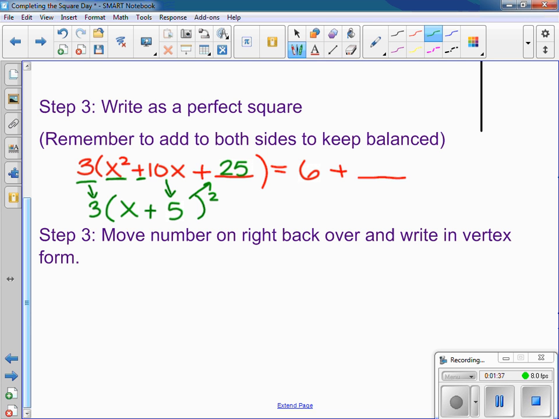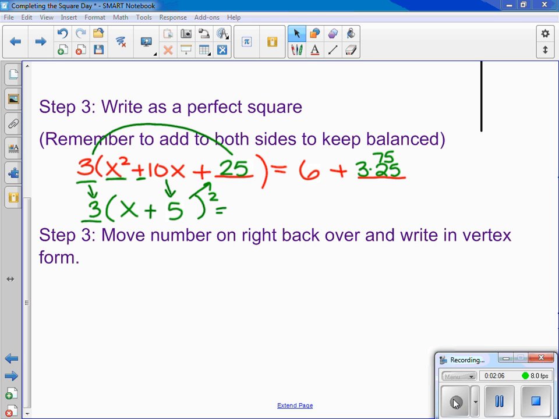We didn't just add 25 to this side anymore. We added 3 times 25, because if I were to distribute that, I would have to get 75. So I need to add 3 times 25 to this side, or in other words, I need to add 75 to that side. So I keep the 3 outside, I complete my square and get x plus 5 squared, and instead of just adding 25 to this side, I add 3 times 25.